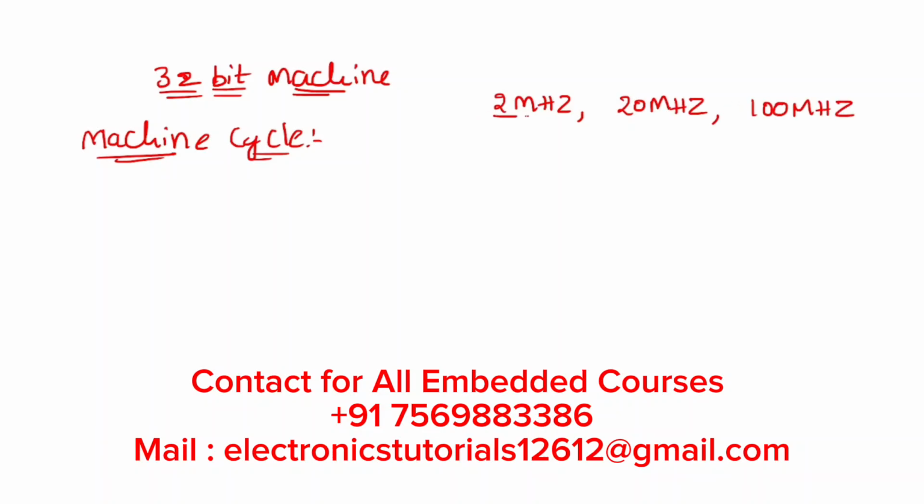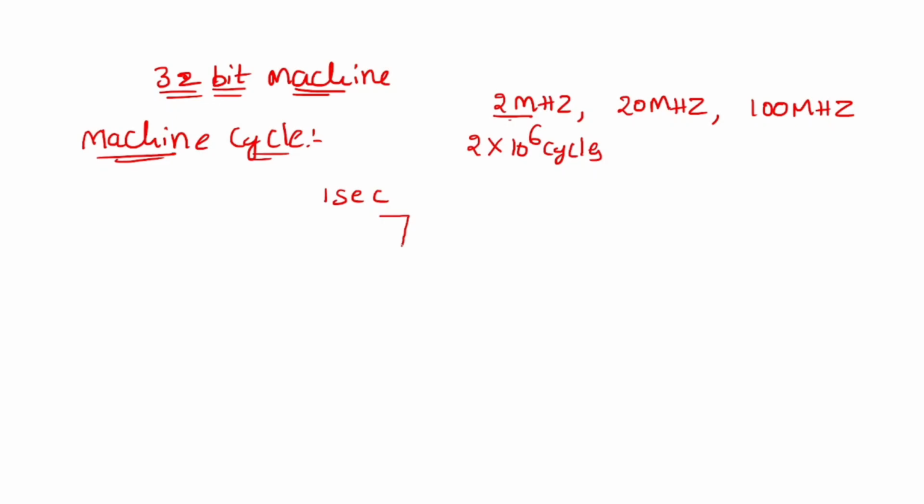Here 2 megahertz is nothing but, within a single second, this processor can produce 2 megahertz of cycles. 2 megahertz is nothing but 2 times 10 power 6 cycles. One cycle looks something like this: one positive cycle and one negative cycle combined is called one machine cycle. Remember, one positive cycle and one negative cycle combined is called one machine cycle.